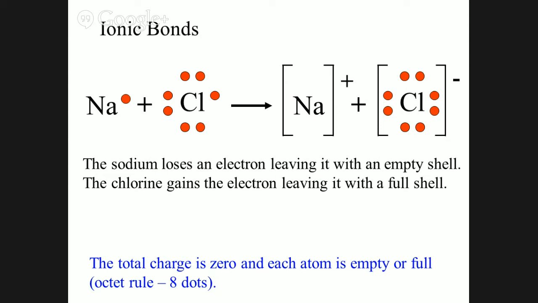charge on the outside. Chlorine, on the other hand, gained the 1 valence electron. It now has all 8, so it is satisfying the octet rule. But because it gained 1 electron, it has a negative charge. So sodium loses, ends up with an empty 3rd shell in this case. Its first 2 shells, of course, are still full. The chlorine gains an electron, leaving it with a full shell. The total charge is 0, and each atom is either empty or full in that last shell where it had electrons. 8 dots for the octet rule.